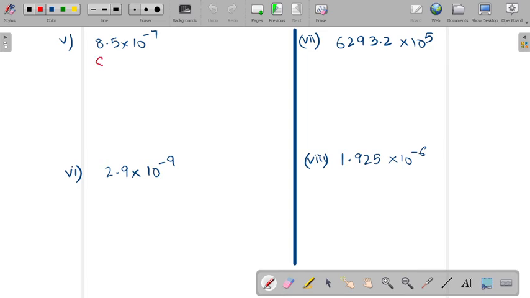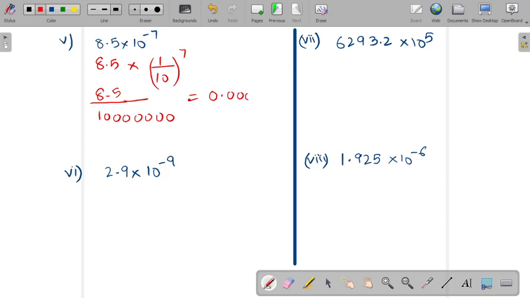In the fifth part, 8.5, so it would be 1 upon 10 power 7. So what should be the next step? 8.5 and 10 power 7. 10 power 7 means 0 seven times. So you will write 1, 2, 3, 4, 5, 6, then 8 and 5, because one digit you will count, this 8 also.